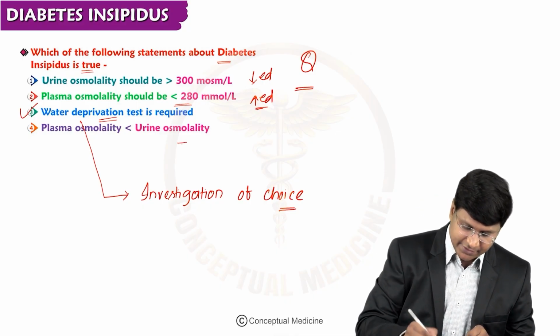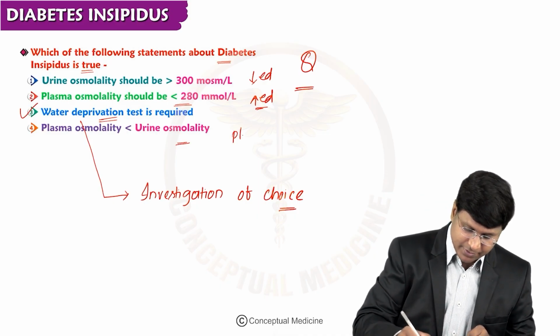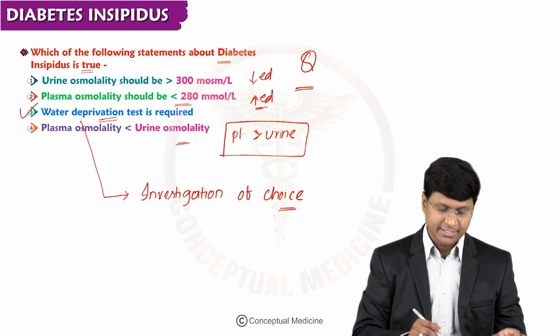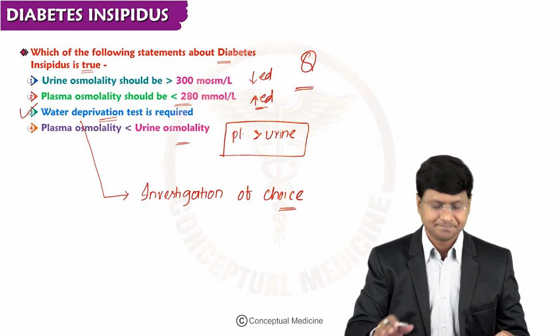And you take the fourth option. What should be more? Plasma osmolality should be more compared to that of the urine osmolality. So that is what you will have in patients with diabetes insipidus.